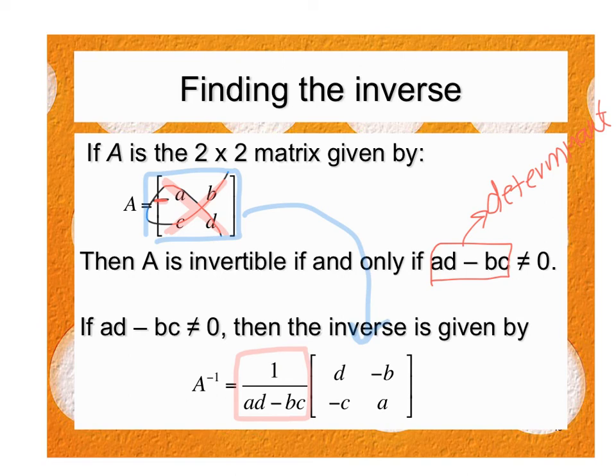Again, this only works on a 2x2. So first find the determinant, D times A minus C times B. That's a single number. Then I put 1 over that number on the outside of the matrix, and on the inside of the matrix, you switch A and D and negate B and C, or change the signs on B and C.